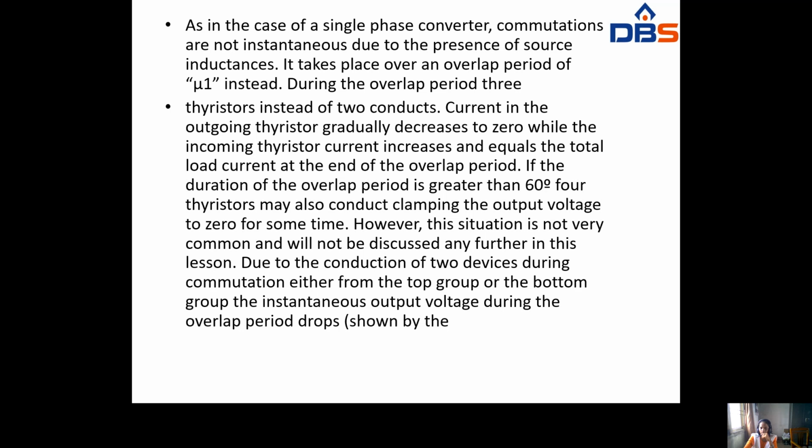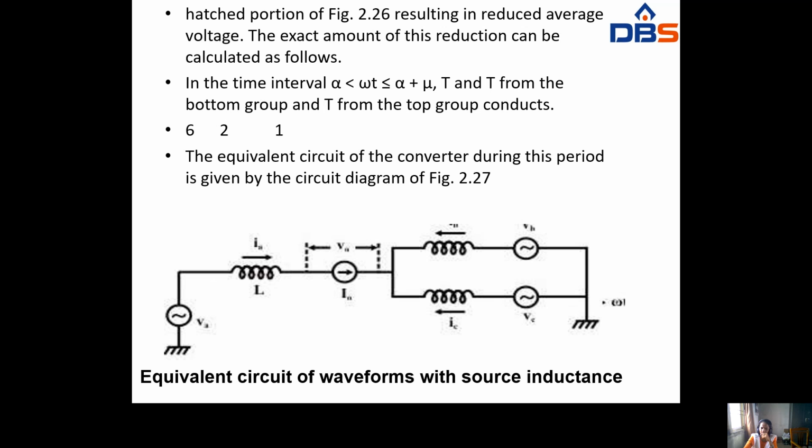changes. During the overlap period, when you derive this hatched portion, resulting in the reduced average voltage, the exact amount of this reduction can be calculated. So in the time interval alpha less than omega t less than alpha plus mu, T6 and T2 from the bottom group and T1 from the top group conduct. So the equivalent circuit of the converter during this period is given, when thyristors T6, T2, T1 will be conducting. So the equivalent circuit with the source inductance.